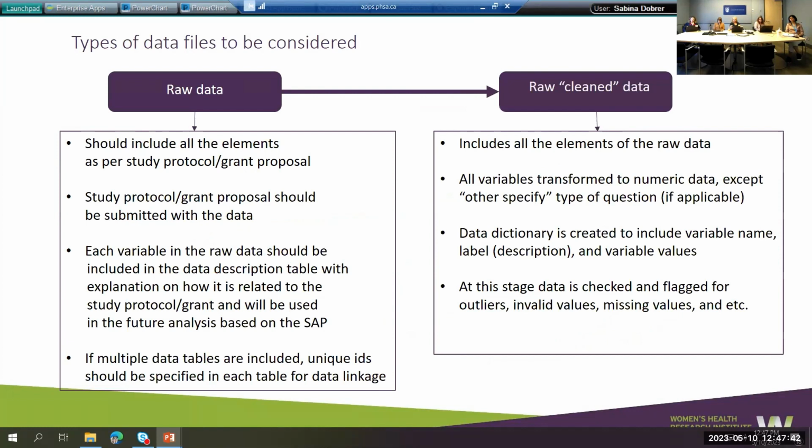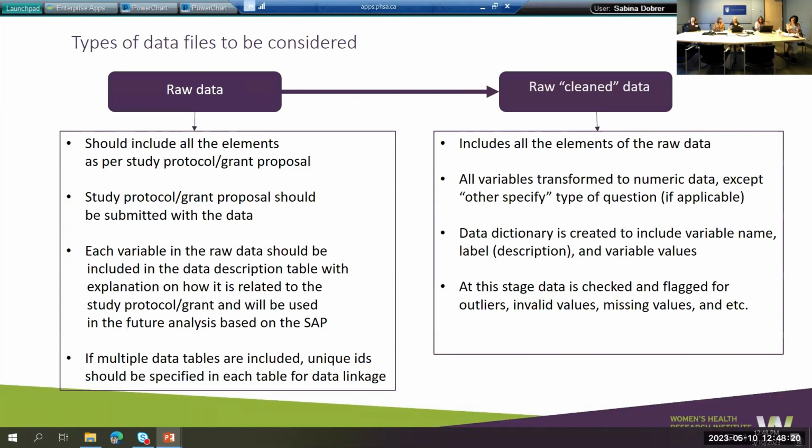Raw data should include all elements from the study protocol. So if you send me data to do analysis, I need to have all the variables that you actually want to use. I don't need to ask you, oh, where's the sex or where's the gender or something else. All the variables should be described. And as I showed, the table should provide rationale for a statistical analysis plan or proposal: which variable, what it will be used for, and why. We can have multiple raw data tables and they can be linked in any way.